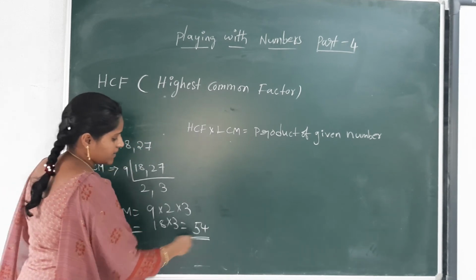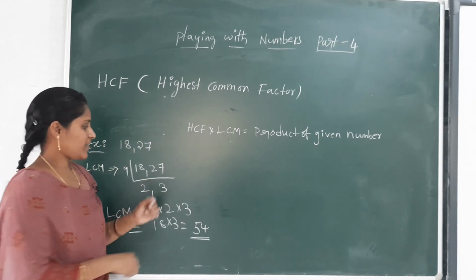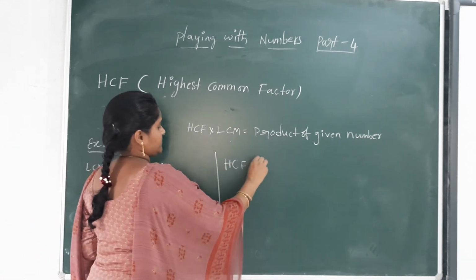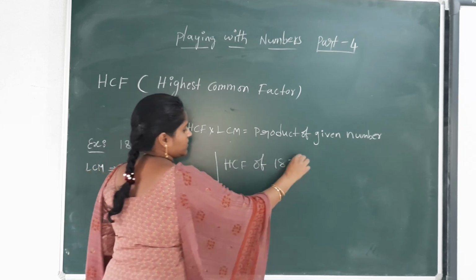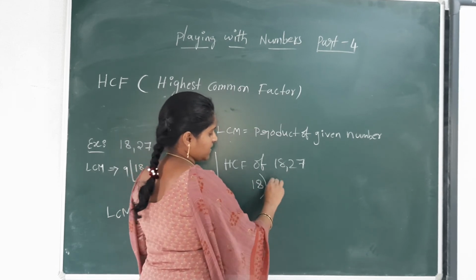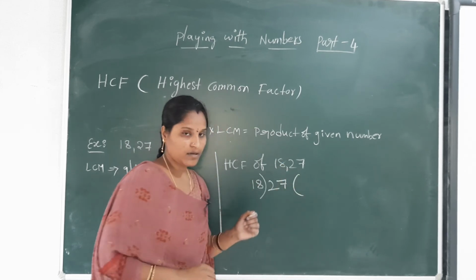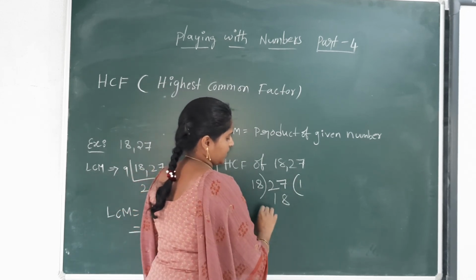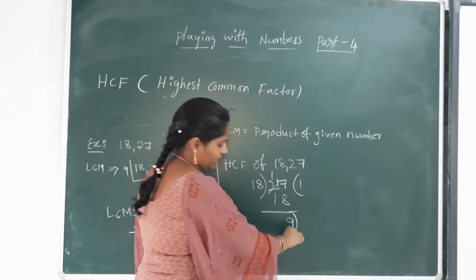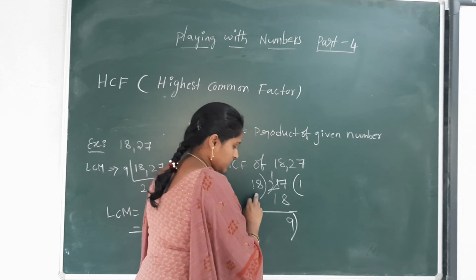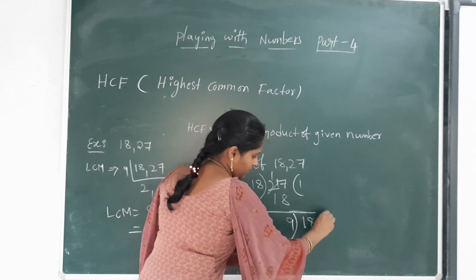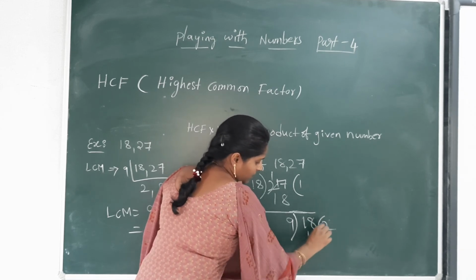18 into 3 is 54. We get the LCM as 54 here, and next we have to find the HCF for the same two numbers. HCF of 18 and 27, by using the long division method. Smaller number as divisor, biggest number as dividend, one time possible, 18, 9 as a remainder. So again we have to continue the process. Again this remainder is the divisor and the previous divisor is the dividend, 2 times 9 is 18, 0.